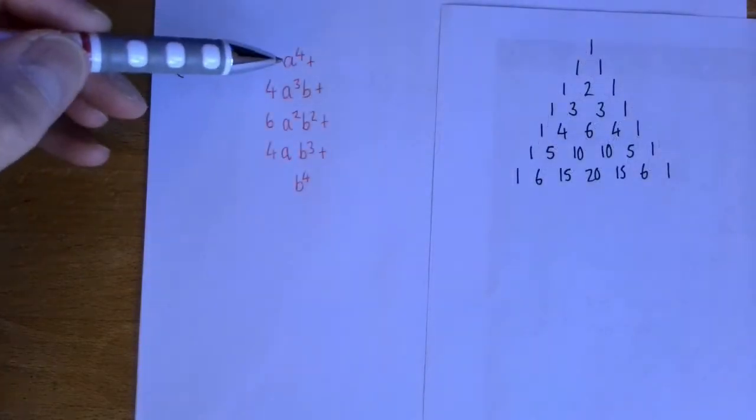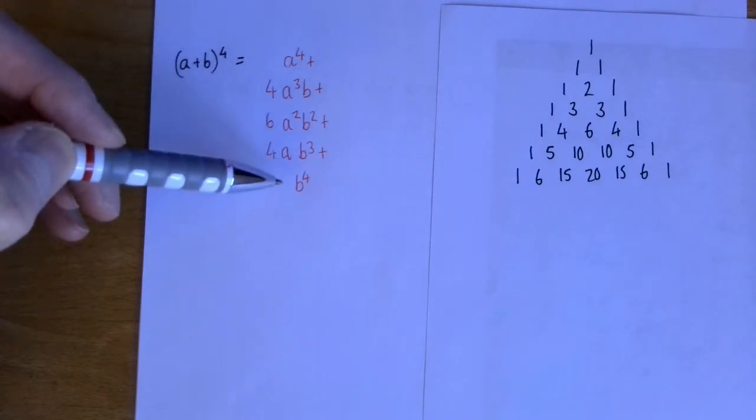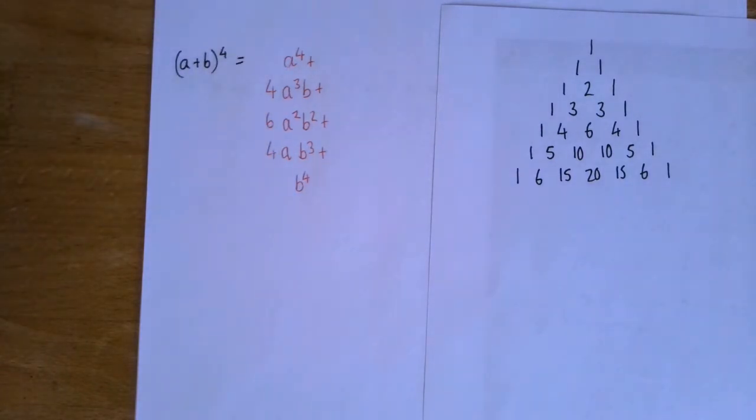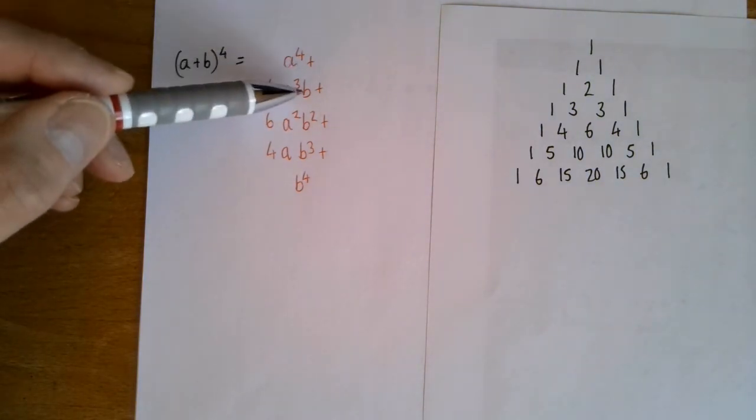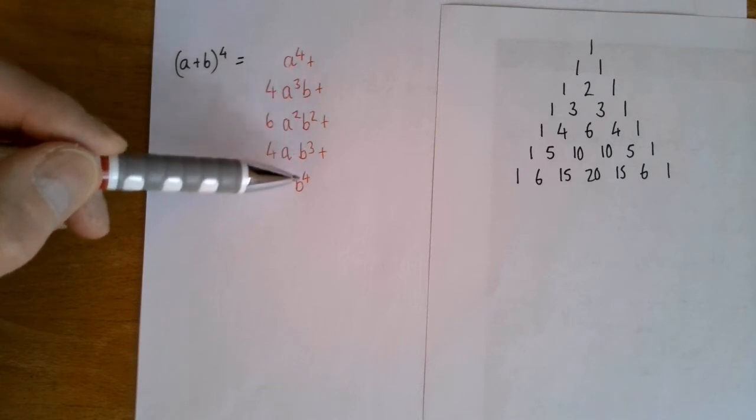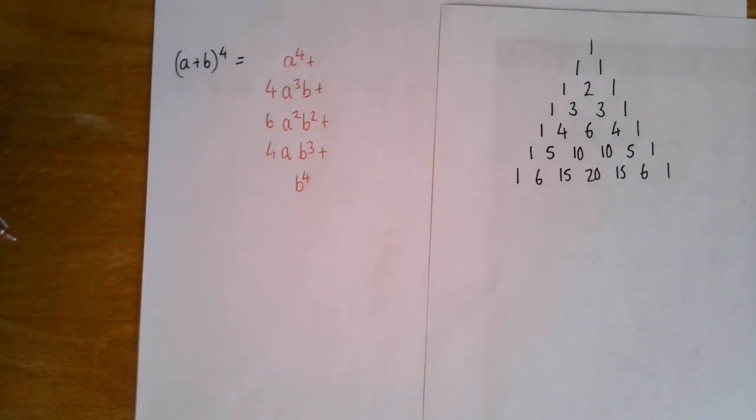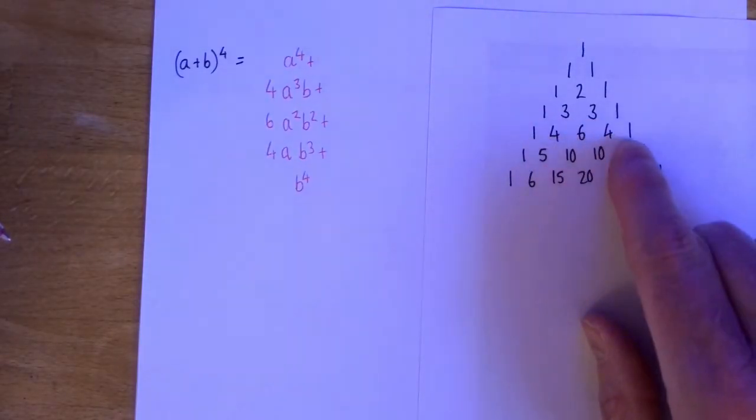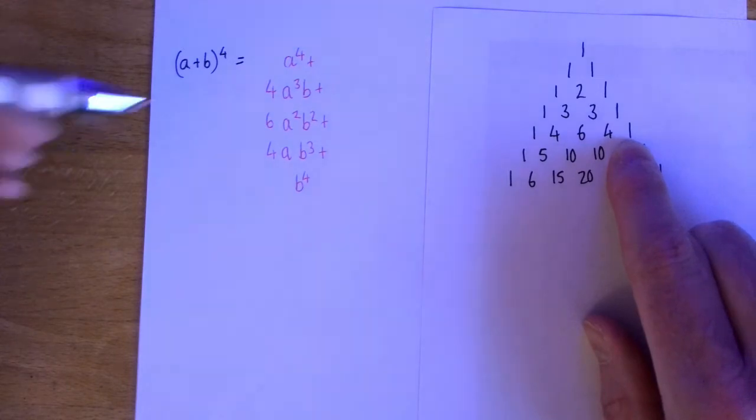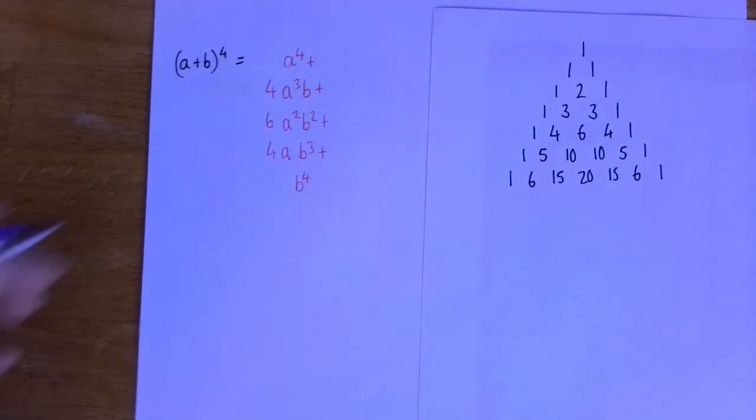Okay, so powers of A start at A to the power of 4 this time and go down, and we have a term here with no A at all. Powers of B increase, starting with no B's and then B to the power of 1, B squared, B cubed, B to the power of 4. 5 terms in that expansion, so I'm looking for the row with 5 numbers in it, so it's 1, 4, 6, 4, 1, and those terms are added together.